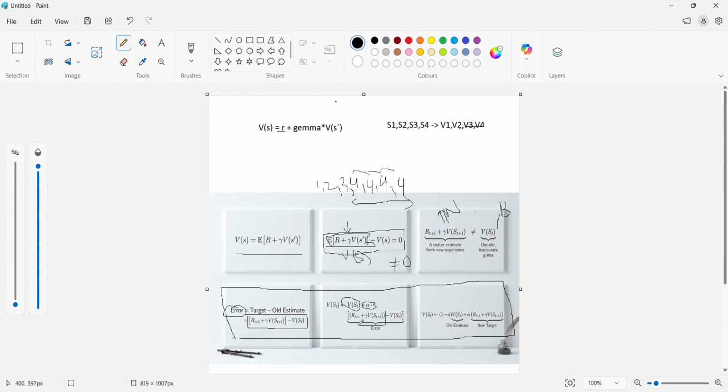This part represents the new estimate, this part represents the old estimate. The difference of them represents how much the error is. This alpha value dictates how much we update the v value of the given state, so that we do not make a change that is too huge, because we know that if we make a change that is too huge, it might be because of some circumstances that are not normal.